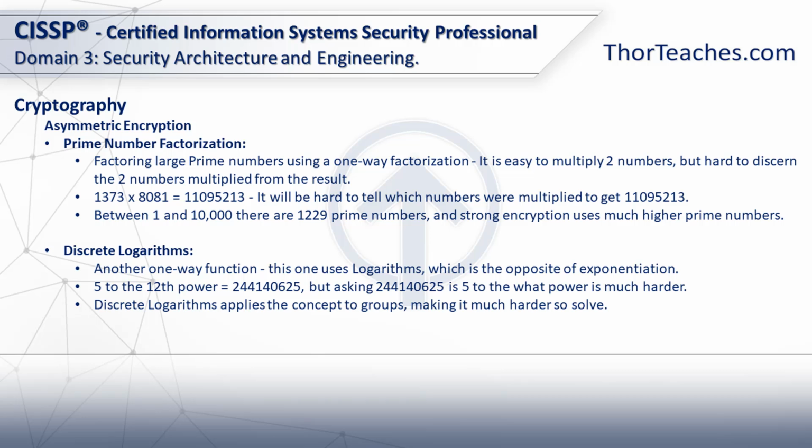And since we have the two keys, and you can't reverse engineer one key if you have the other, that's why asymmetric encryption is so nice.